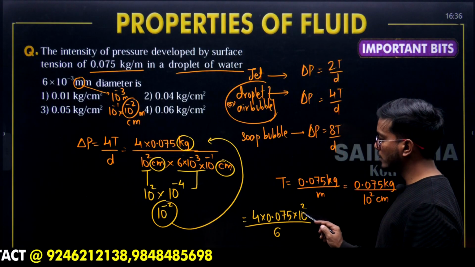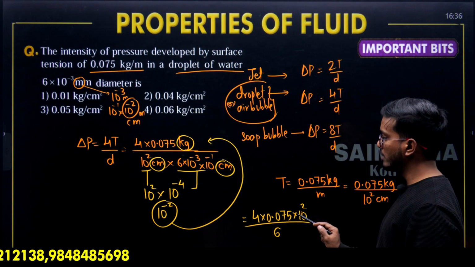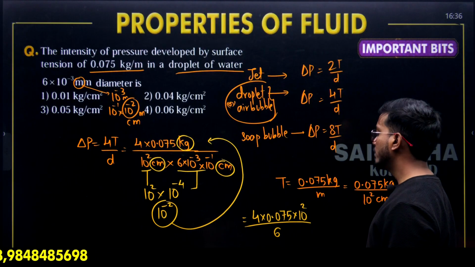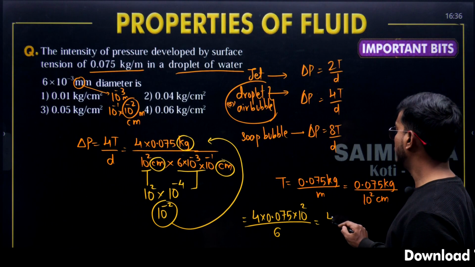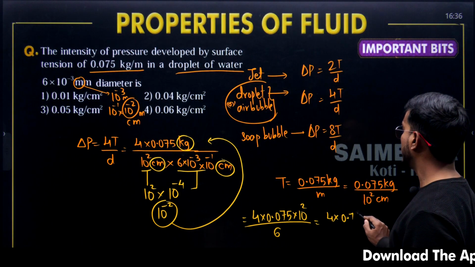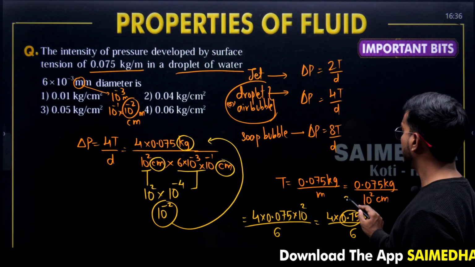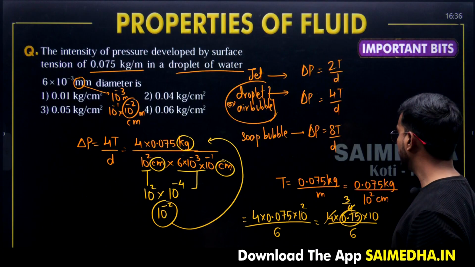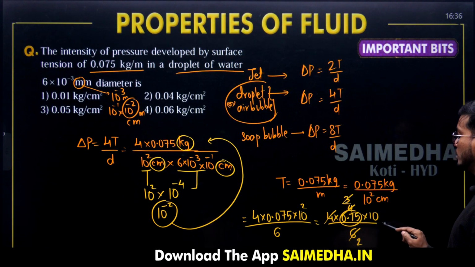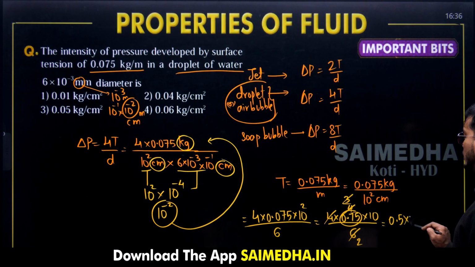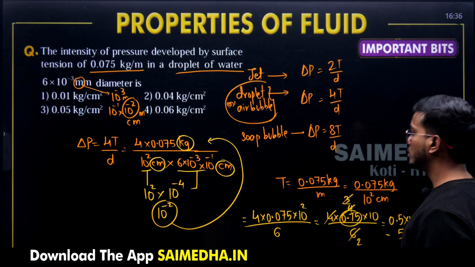If I multiply now 10 square here, it will become what? 1, 2 zeros. So it's going to become 7.5. Or we can say that 0.75 is 3 by 4. So I can write like this: 4 into 0.75 into 10 divided by 6, where this 0.75 is 3 by 4, 4 gets cancelled. Remaining is 3, 3 ones are 3, 3 twos are 1 by 2, 1 by 2 is 0.5, 0.5 into 10, what is the answer? 5 kg per centimeter square. This should be your answer.